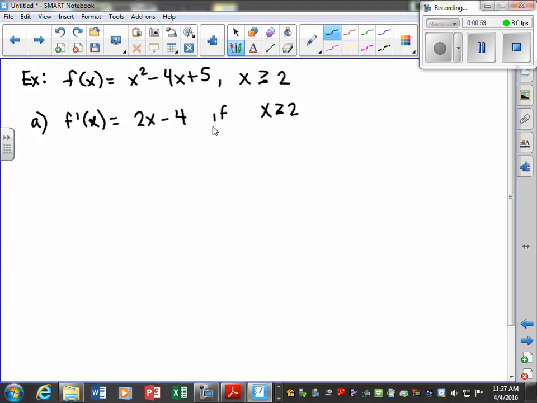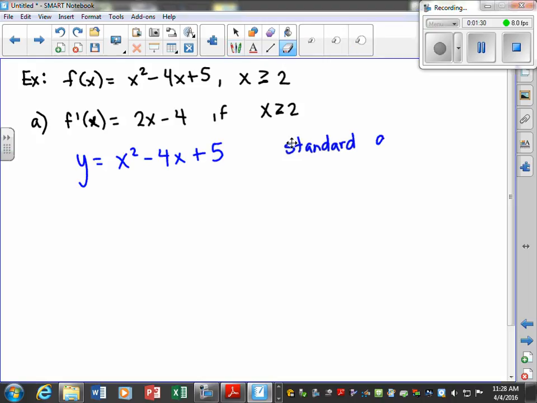Alright, let's now use our algebra to find the inverse. So the first thing we want to do is write our original function as y equals x squared minus 4x plus 5. Okay, this is in standard form. Remember, standard form is y equals ax squared plus bx plus c.